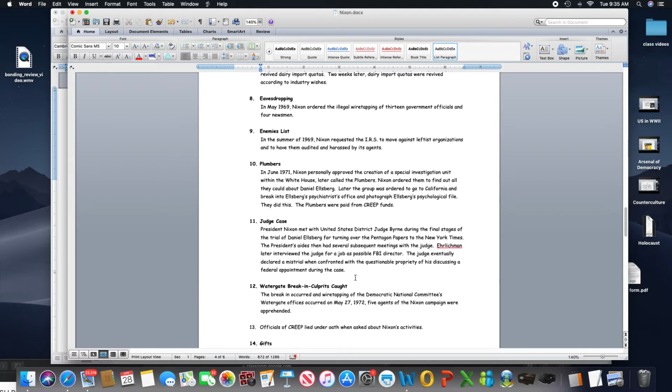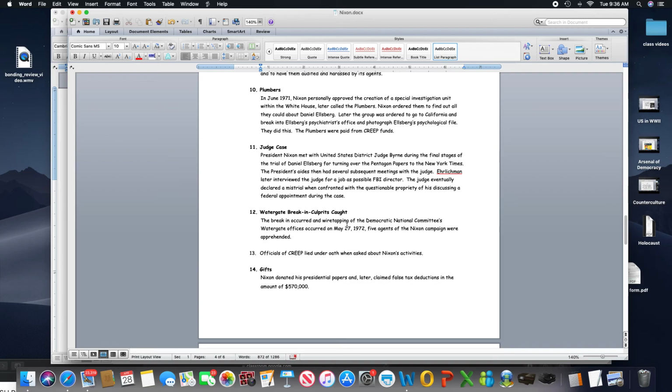During the time when Ellsberg was on trial for leaking the information about the Pentagon Papers to the New York Times, the president's aide met with the judge. Ehrlichman, who was a member of the president's team, interviewed the judge for a job as possible FBI director. So they were basically trying to bribe the judge with a better job to try to bring down the hammer on Daniel Ellsberg for stealing this information. And the judge eventually declared a mistrial. So let's say that this is certainly obstruction of justice.